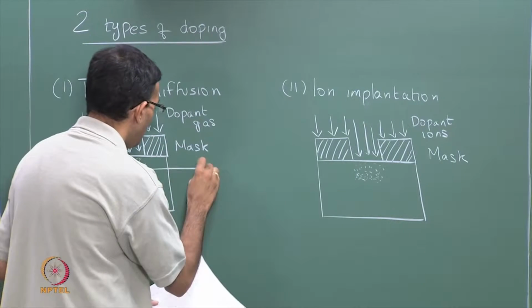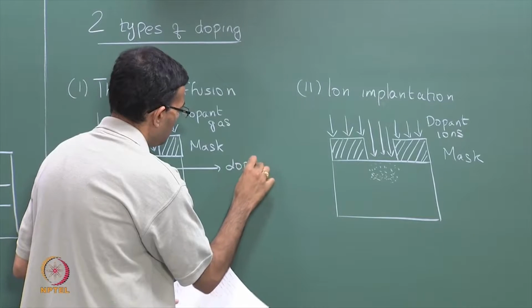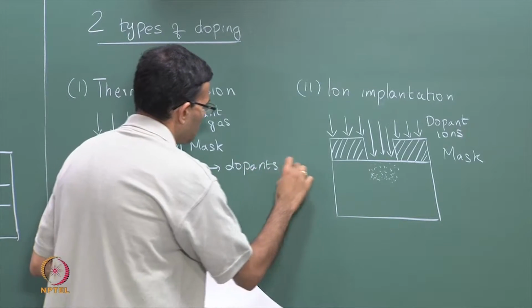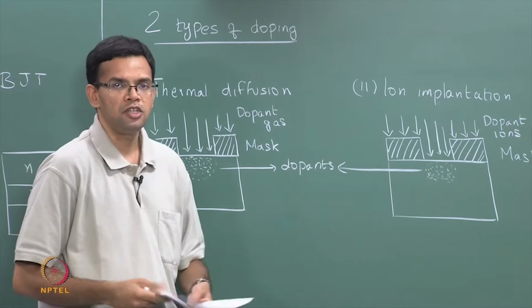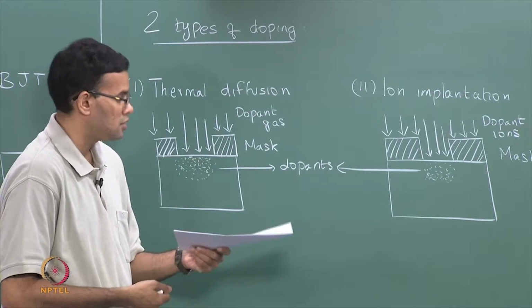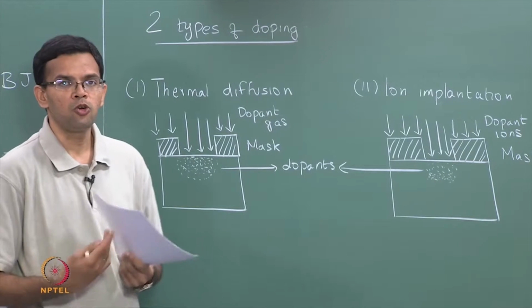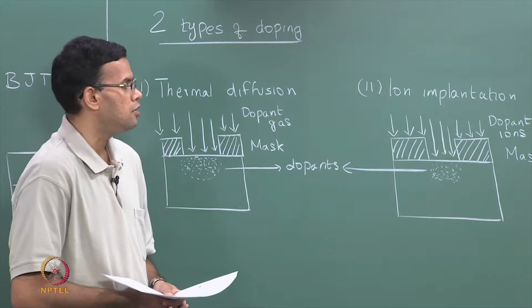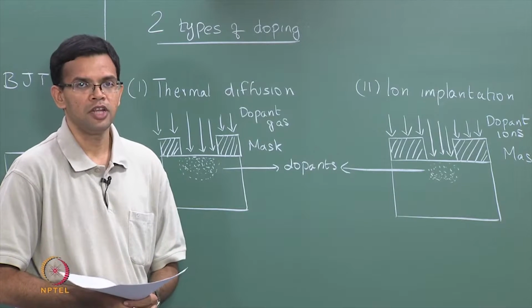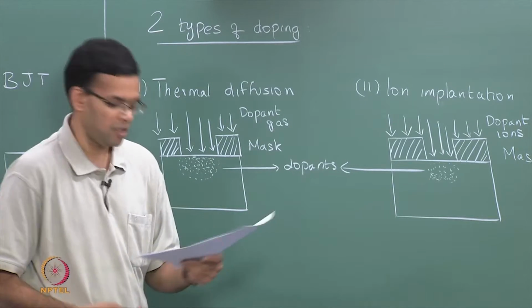So let me just mark the dopants that are embedded within your wafer in both cases. So these are the two common ways by which doping is carried out. So let us look at some of the goals that we need to achieve by using doping.